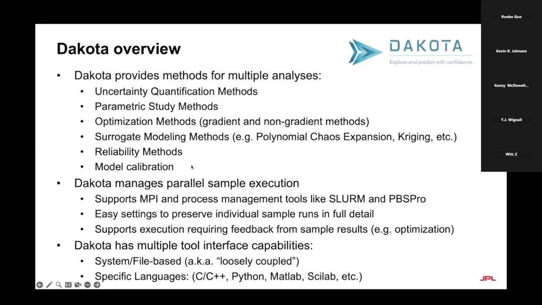The other really nice thing about Dakota, again, is it manages parallel execution. So if you're used to using MPI, you can do that, Slurm and PBS Pro. What this means is you can develop something locally on your machine and know that it's going to scale up to a cluster, and that's a really powerful capability, which, to be honest, you can't say that for a lot of other systems, right?